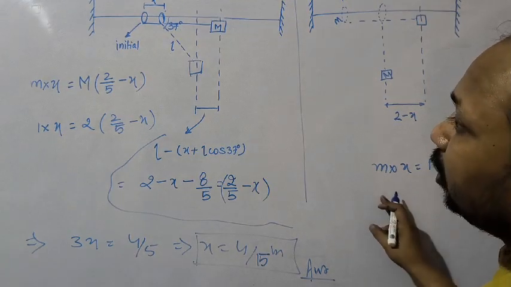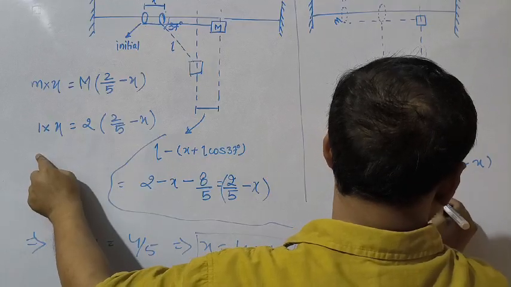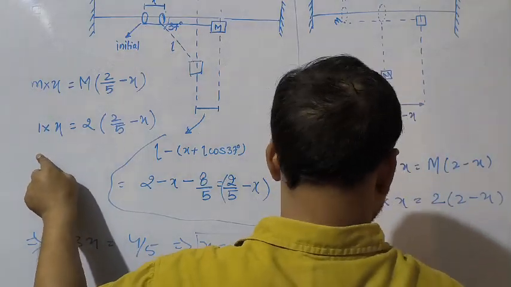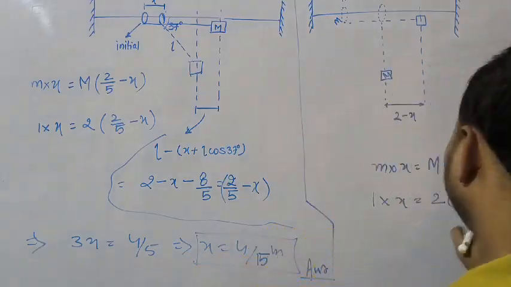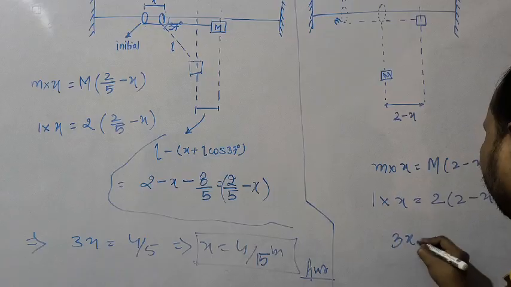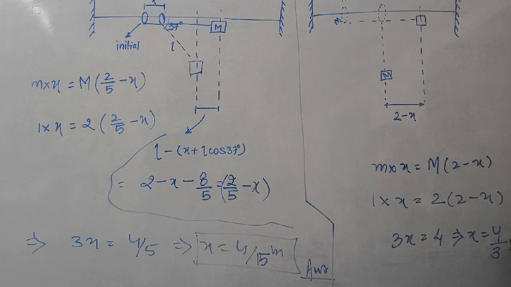What is the value of small m? Small m is 1 kg. So 1 into x is equal to 2 into 2 minus x. So 4 minus 2x, giving 3x is equal to 4. This implies x is equal to 4 by 3 meter, again in forward direction. So I hope you enjoyed this video. Thank you.